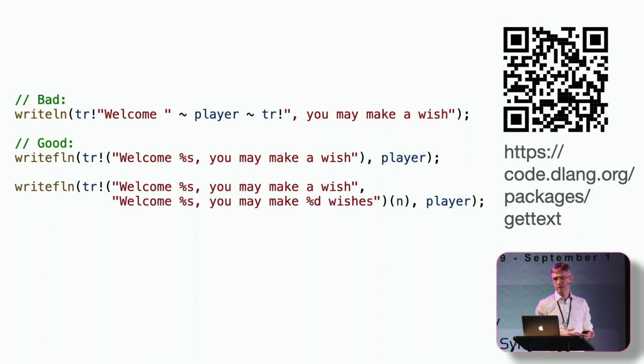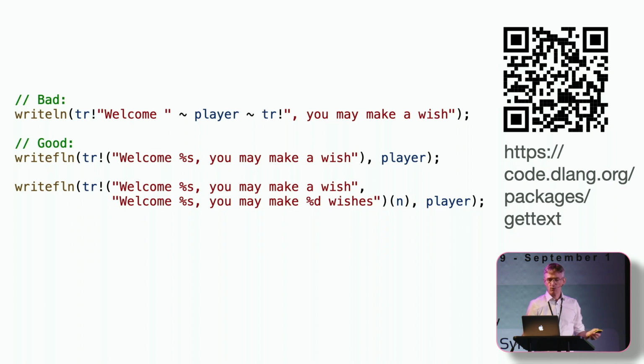The nice thing is that you can use plural forms in format strings or vice versa. Here n is an argument to tr and player is an argument to writeln. tr will substitute %d with the value of n, so writeln will never see the %d placeholder. And you may ask at this point, how does tr know which of these two placeholders to replace? Well, it always picks the one with the highest order, so %d in this case.